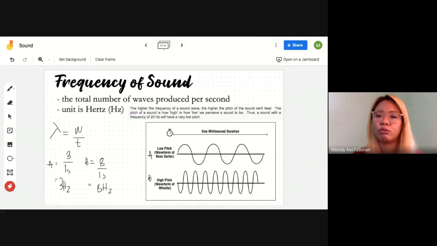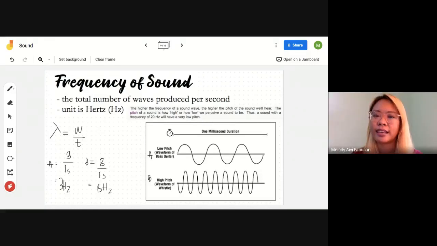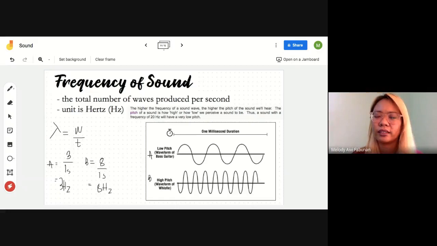Pero yung other animals kasi, it depends on the anatomy, yung structure ng kanilang vocal cords. Some animals... Teacher, dapat kailangan second daw. Bakit millisecond to? Millisecond, 1 second. Okay na yan. Hindi, 1,000 milliseconds sa 1 second. Okay na yan. Okay. In just 1 second.